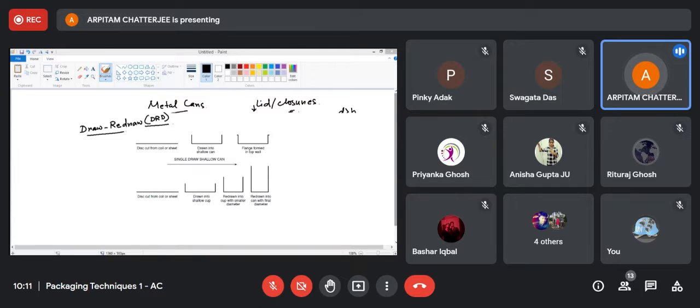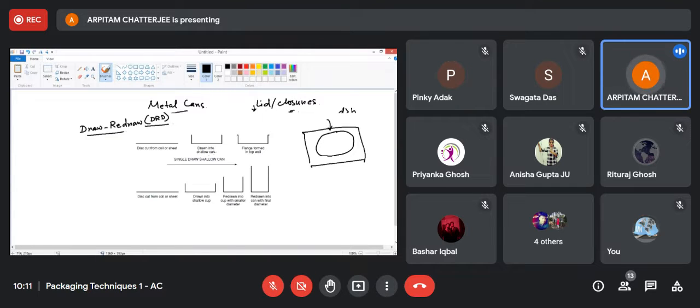Okay, as you can understand from this particular diagram, the process is quite simple. First of all, the disc is cut from the roll or sheet. Basically, you get the sheet in this kind of formation, or maybe it's a reel. Then you have to cut a disc out of it, according to the dimension of your finished can.